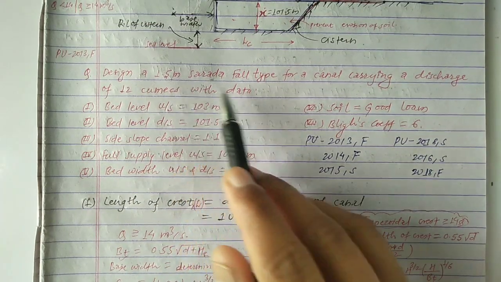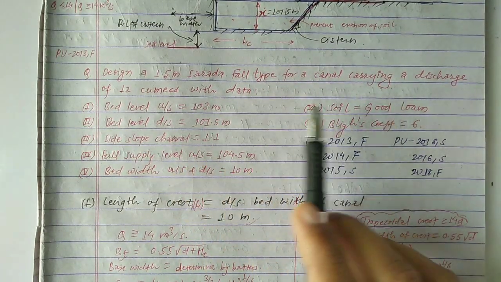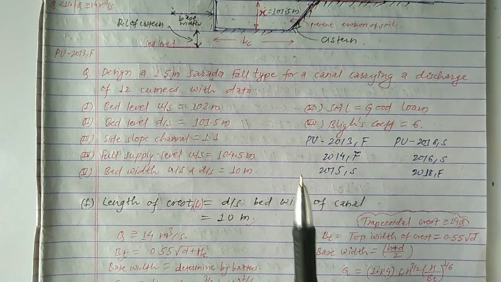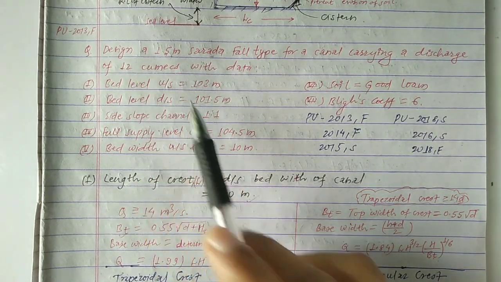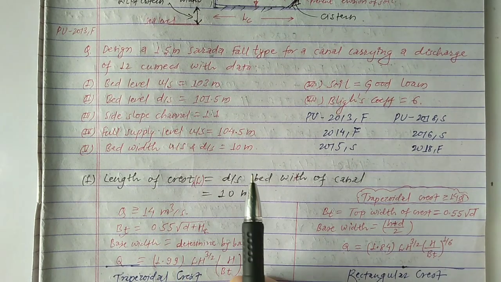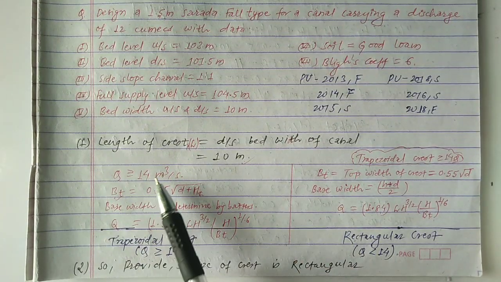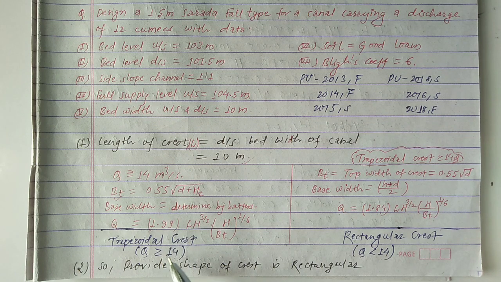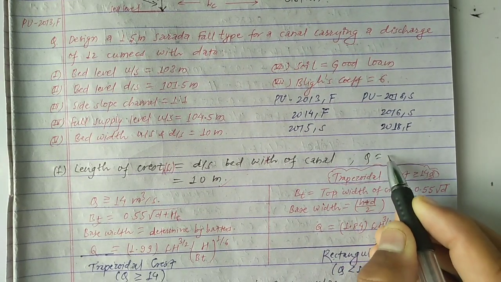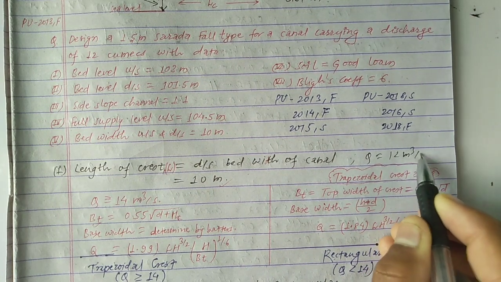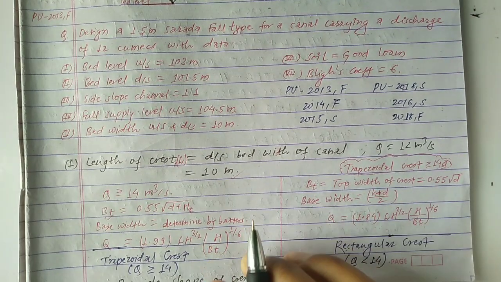Design a 1.5 meter Sarda fall type for a canal carrying a discharge of 12 cubic meters per second. So here you can see the given discharge is 12 cubic meters per second, so you can write Q equal to 12 meter cube per second.